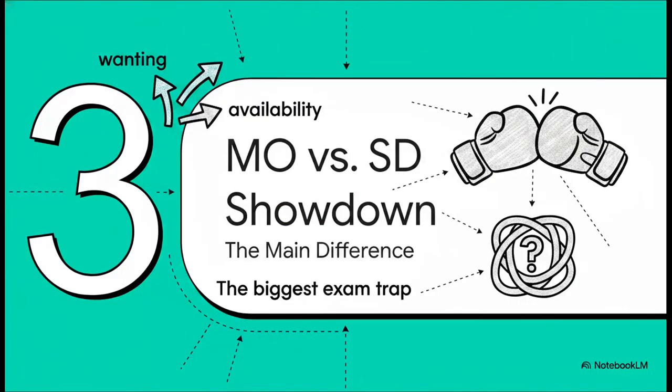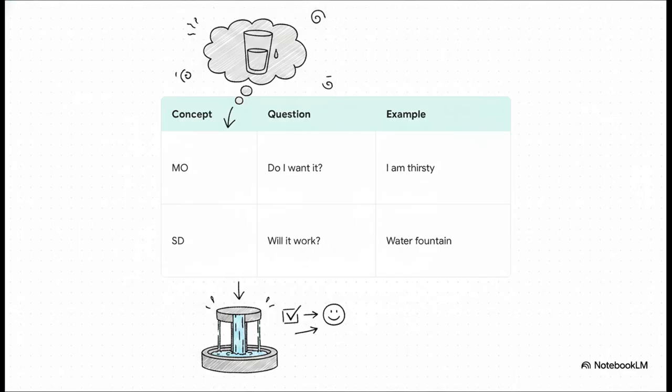All right, part 3, it is time for the MO versus SD showdown. This table right here beautifully illustrates the core difference between the two. The motivating operation answers the question, do I want it right now? For instance, I'm thirsty. It's totally internal. Meanwhile, the discriminative stimulus answers the question, will the behavior work right now?